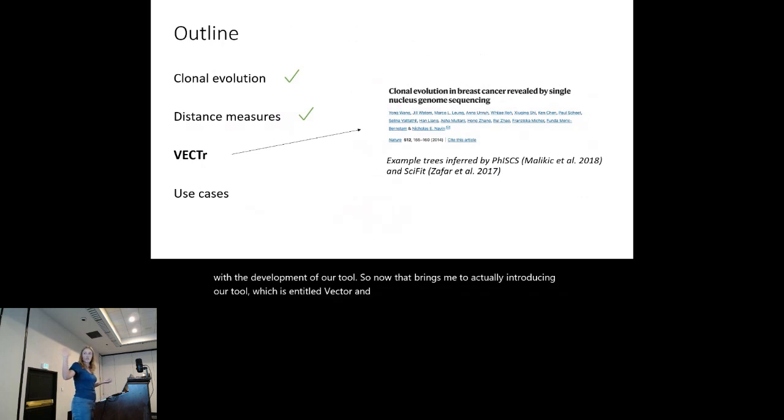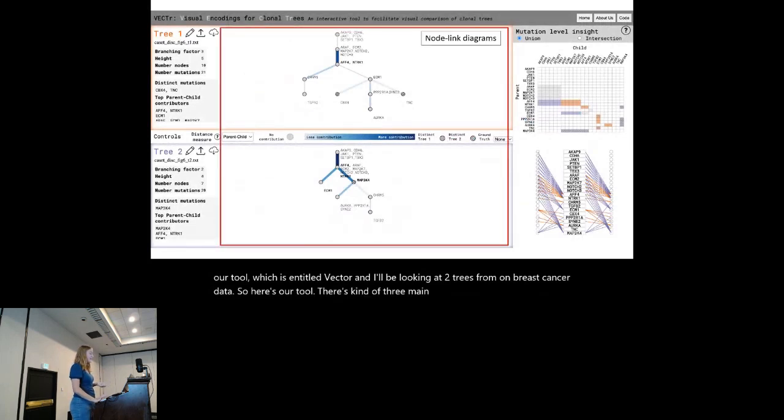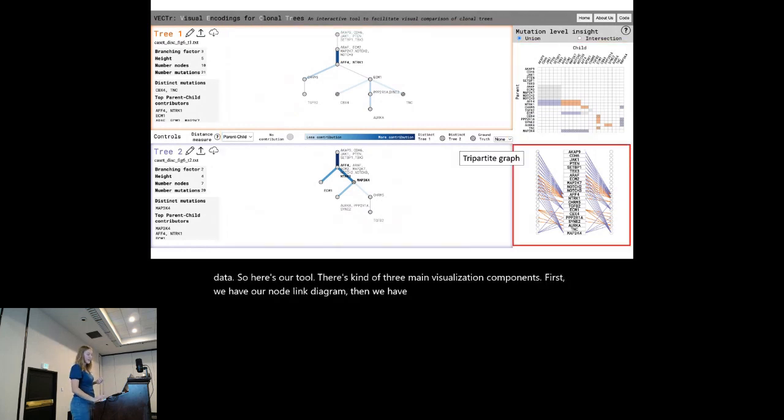So now that brings me to actually introducing our tool, which is entitled VECTr, and I'll be looking at 2 trees on breast cancer data. So here's our tool. There's kind of 3 main visualization components. First, we have our node link diagram. Then we have our heat map and our tripartite graph.